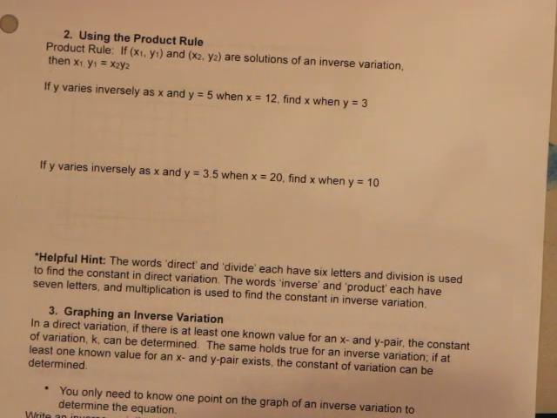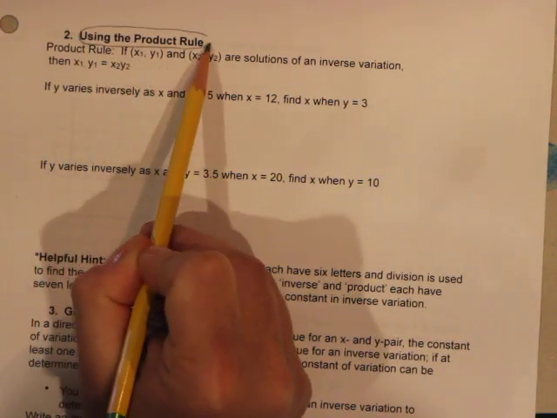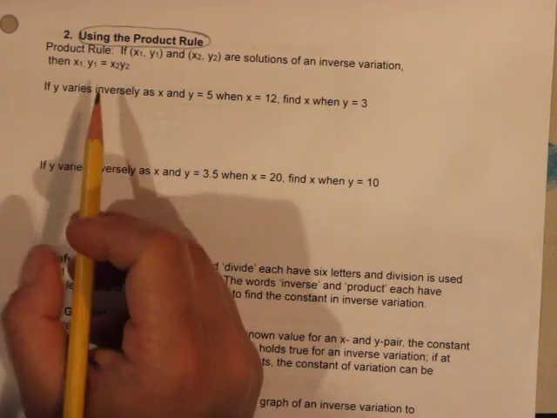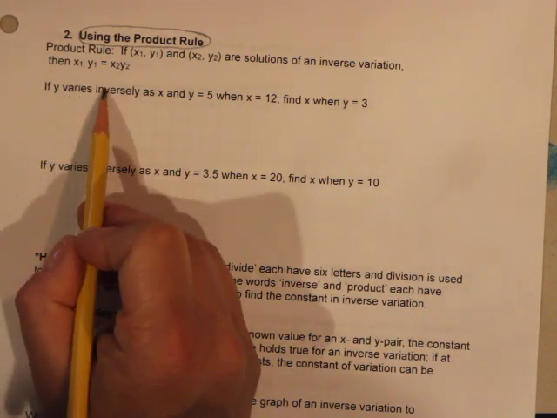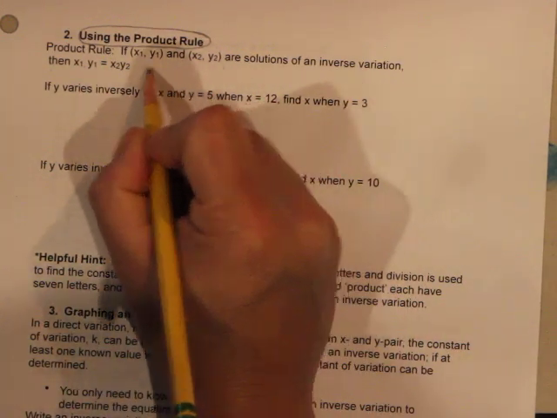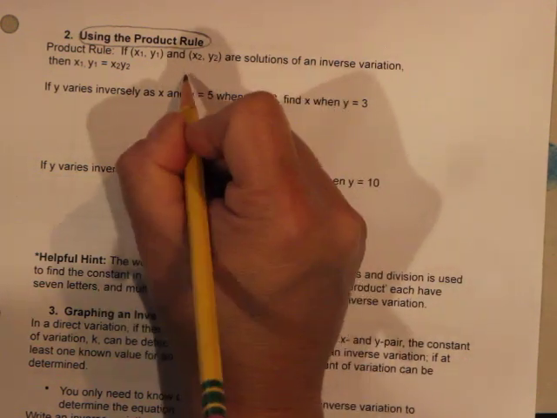If y varies inversely with x, then we can use the product rule to find the solution of an inverse variation. And here is how it works. x1, y1 is going to be equal to x2, y2 in this way. And I know you've got commas, you got a comma here and you don't have it here. Let's just rewrite it this way.